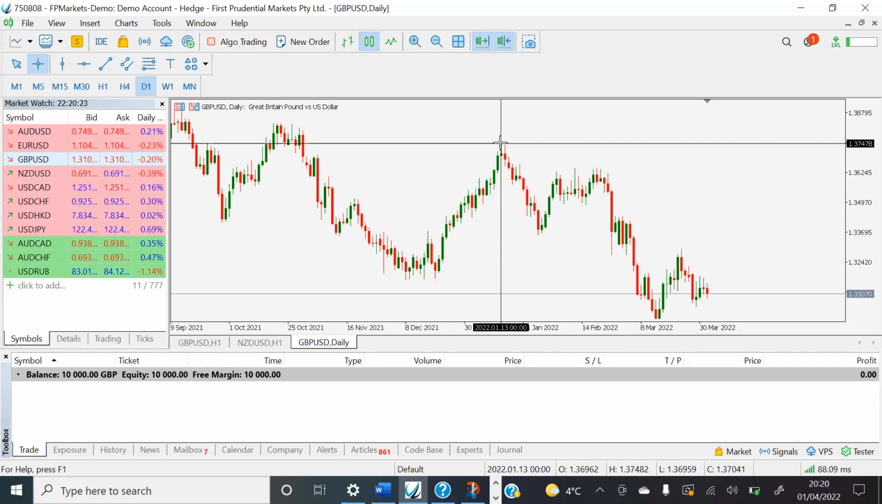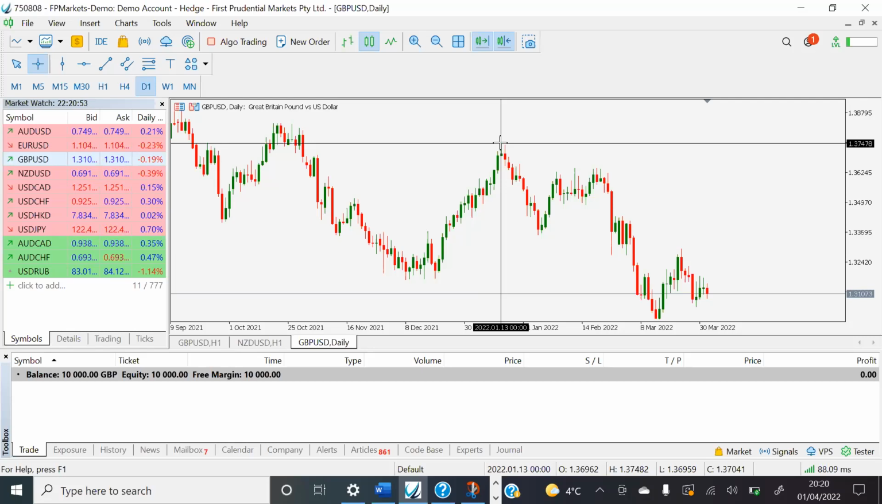Can you see the value there? $1.37. So can you see how much it has decreased since 2022? That was the 13th of the 1st. So in January, just 3 months ago, you could get $1.37 for every pound. Can you see how significant that would be?